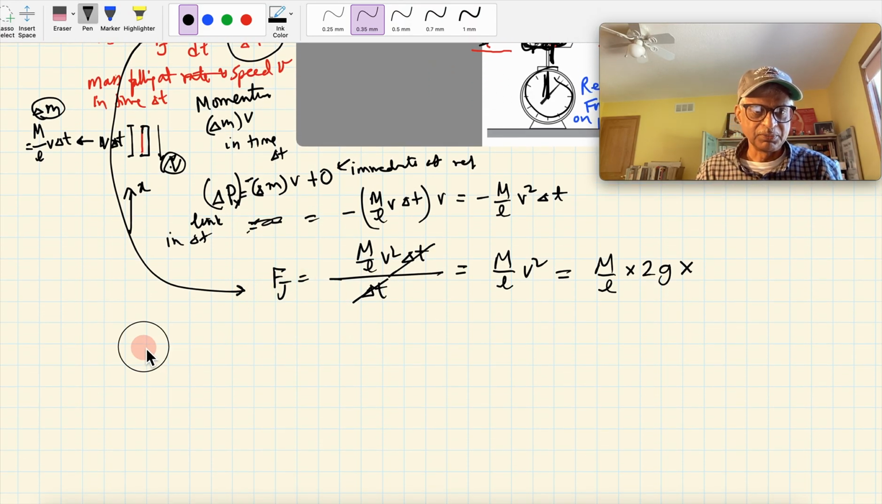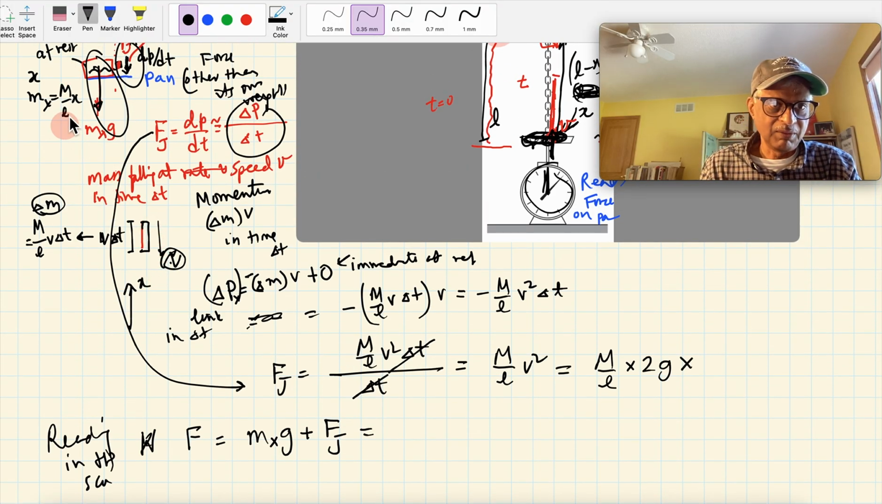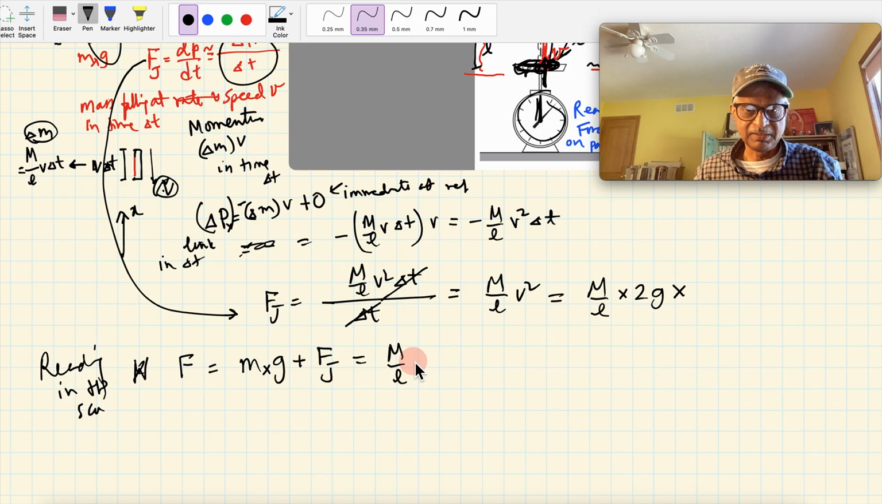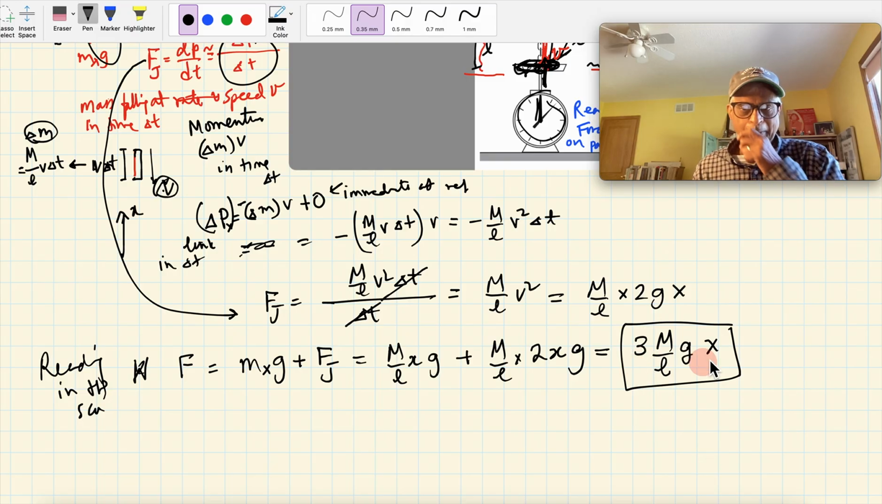So the weight of the reading, okay, the reading in the scale will be the force, mxg plus fj, and then mx was m over l x, so m over l x times g plus m over l times 2xg, which is 3 m over l gx. All right, this is the answer.